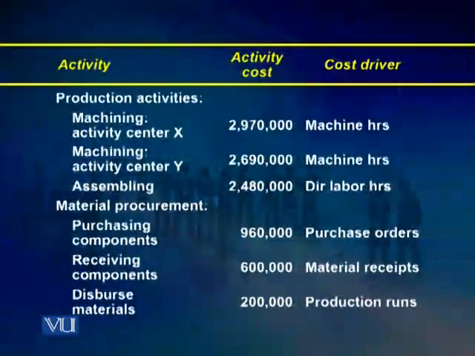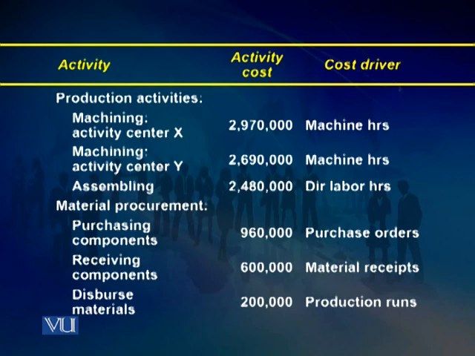In this slide, we can see that the total of the overhead cost of 11.7 million has been divided into various activities, starting from the production activities. And we have said before that production activity and direct cost activity is going to be the same under both the systems. So there will be no difference in identifying the activity relating to production. Here, the activities of machine center X and Y have been used, and the assembly.